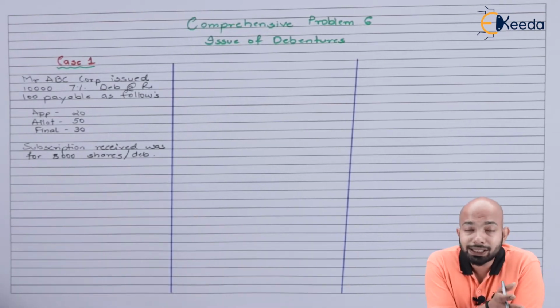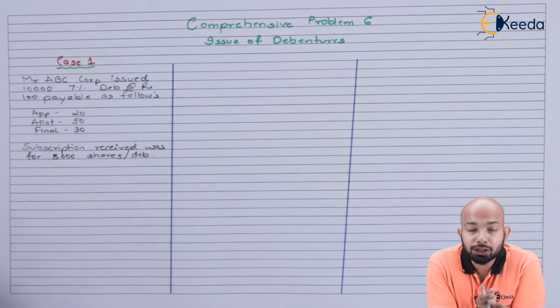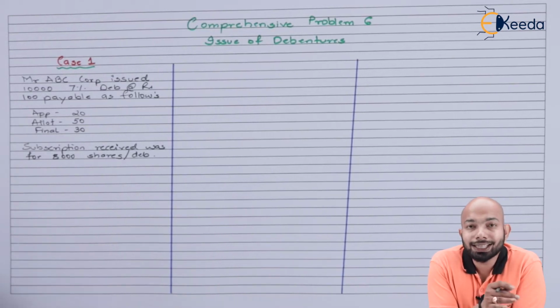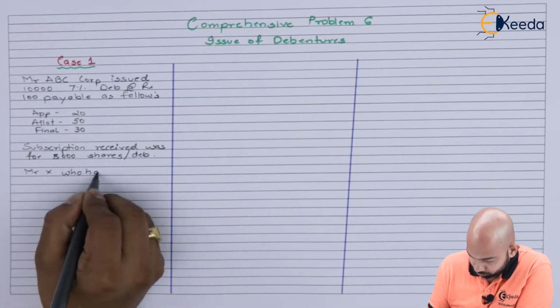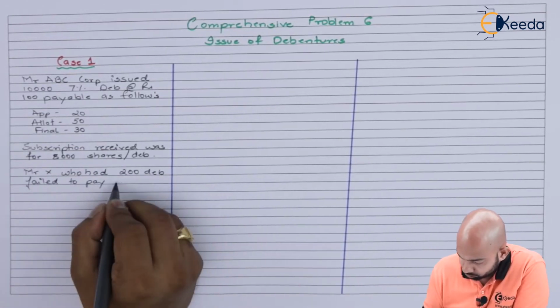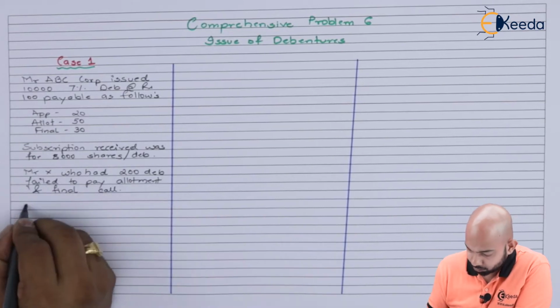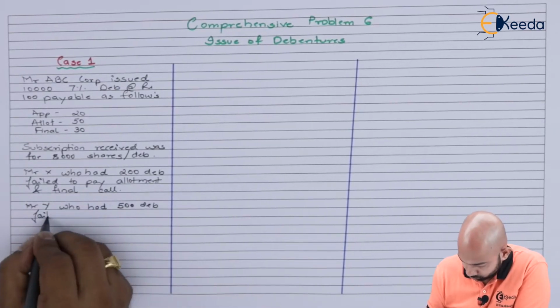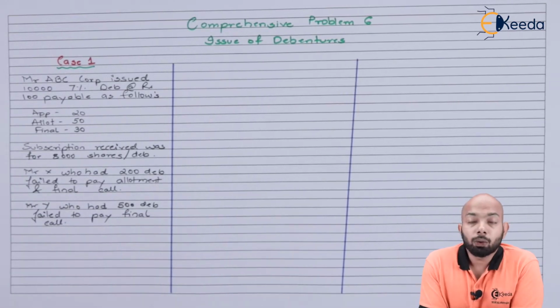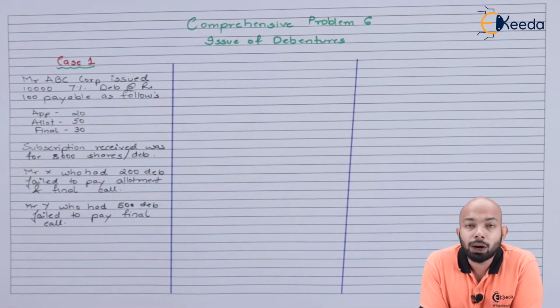Now, the subscription they have received here was for 8,000 debentures. Out of that subscription, there are also certain call scenarios that will be mentioned here. Now, when it comes to call scenarios, Mr. X, who had 200 debentures, failed to pay the allotment and the final call money. There's another person, Mr. Y, who had 500 debentures, who failed to pay the final call money, as they have mentioned in this question.